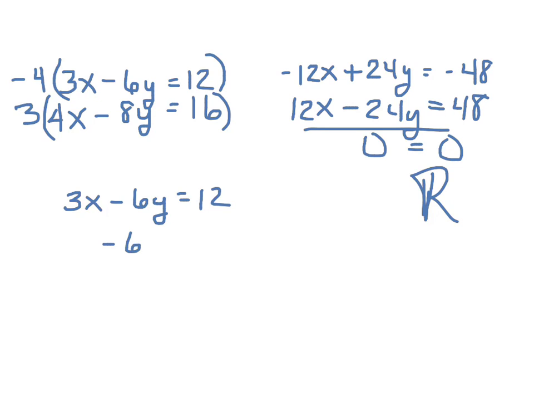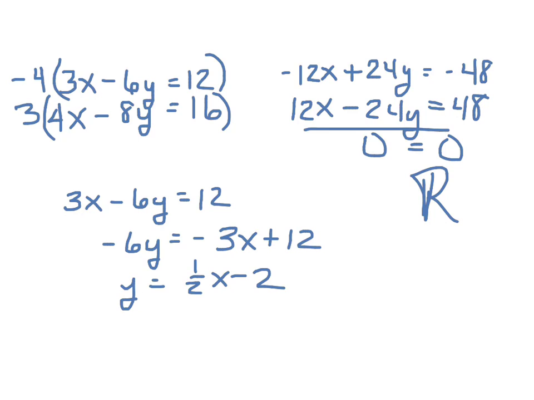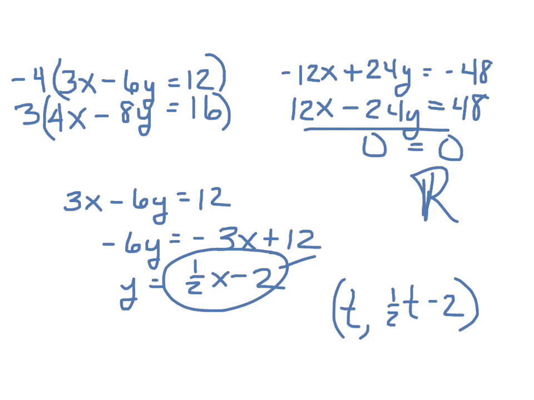So if you subtract 3x and add 12, and then divide everything by -6, you get 1/2 x minus 2. Okay. They usually let a different letter, like the letter t. They're saying if x is t, then y is going to equal 1/2 t minus 2. And all they're doing here, you guys, is they're just taking the equation that both of these two reduce down to, and setting it into an ordered pair situation.